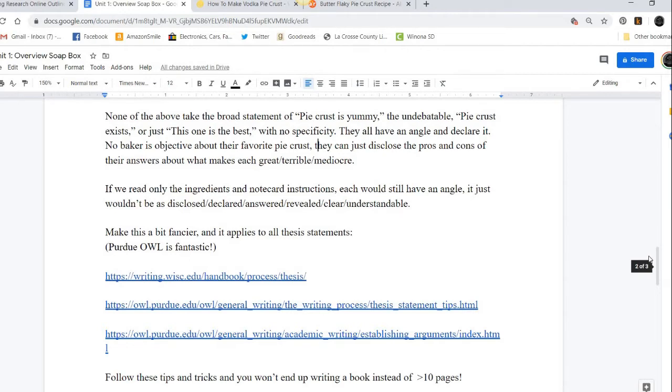And if they didn't declare their angle, they would still have one. If we only looked at the ingredients or as many instructions as would fit on a note card, they would still have an angle. They would still have an argument. They would still have a main point. It just wouldn't be as disclosed or declared or answered or revealed or clear or even understandable.